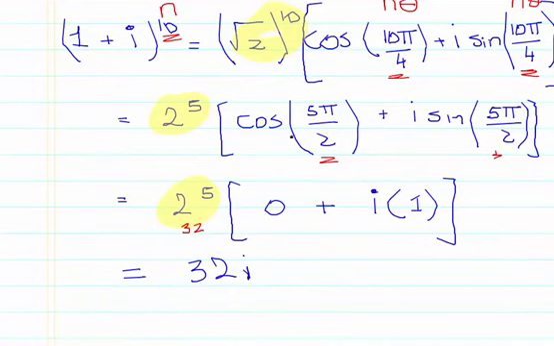Now work it out in the calculator. 5 pi over 2, when you get the cosine of that, just ends up as 0. Sine of 5 pi over 2, just work it out in the calculator, you should get 1. So you end up with 0 + i times 1.